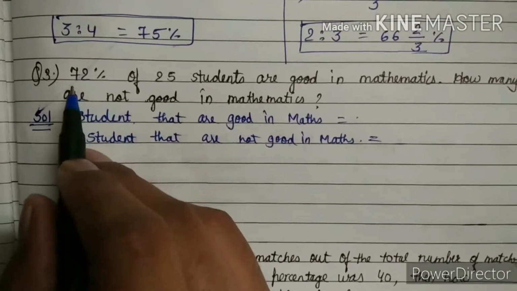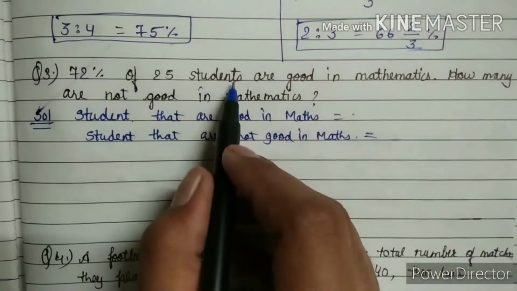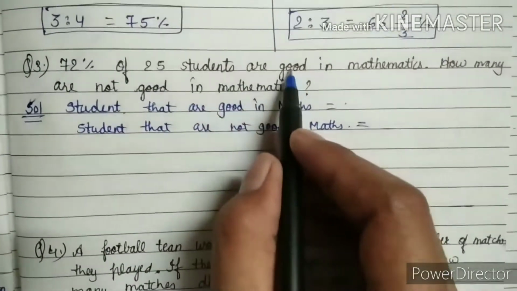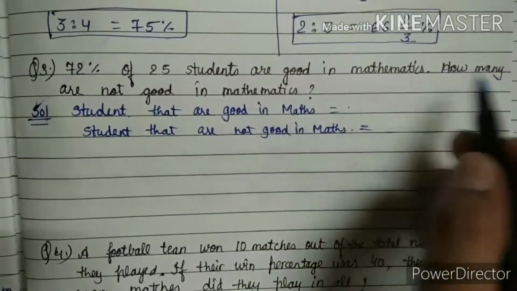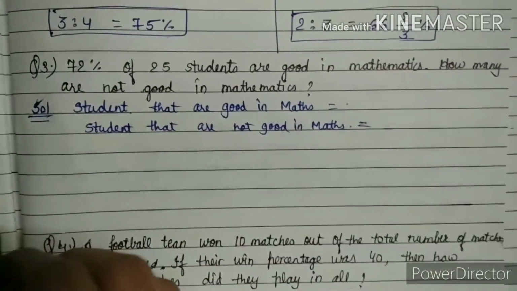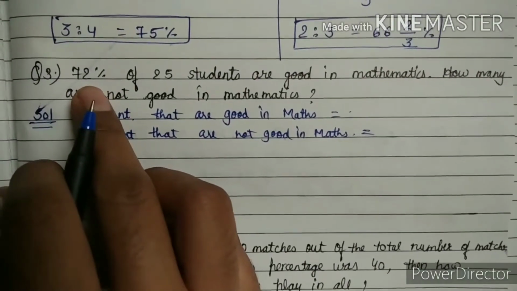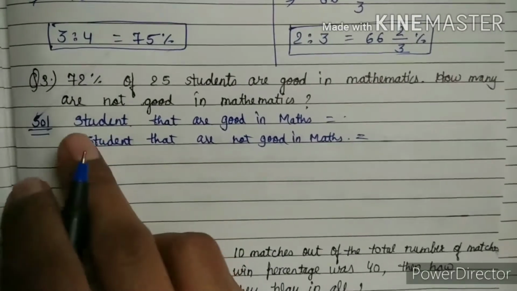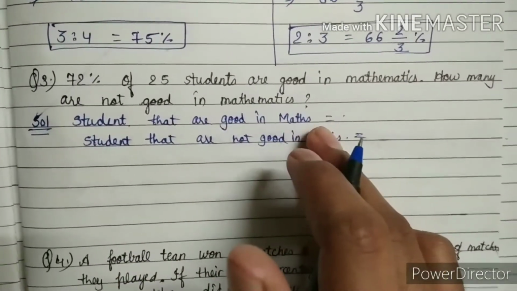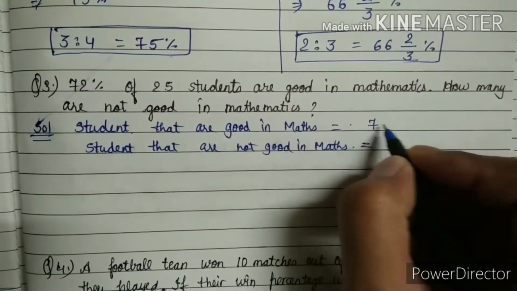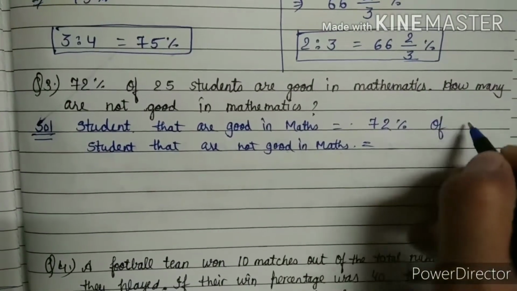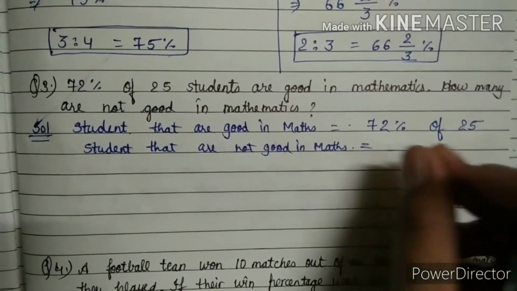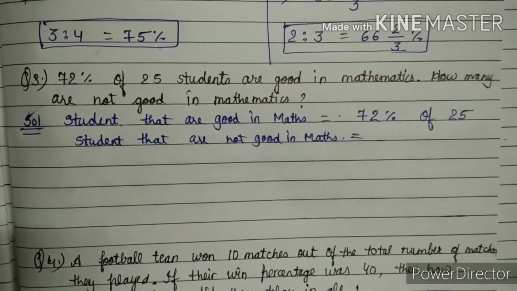Question number 3: 72% of 25 students are good in mathematics. How many are not good in mathematics? So 72 is out of the total. You can see students that are good in maths. So in percentage, 72% of 25 means 25 is the total, and from the 25, 72% are good in maths.